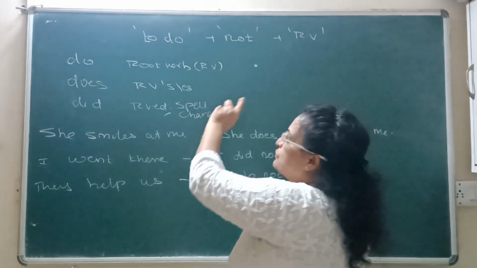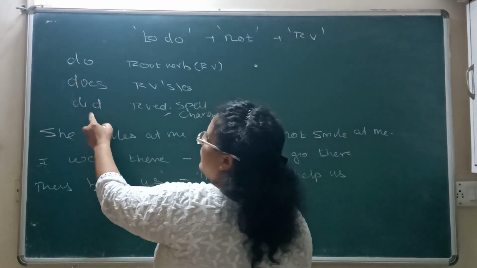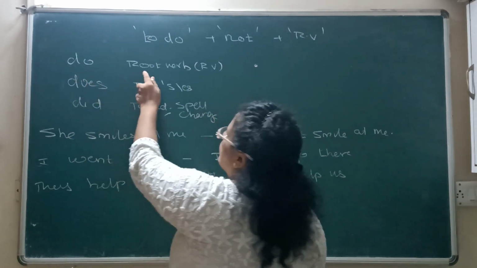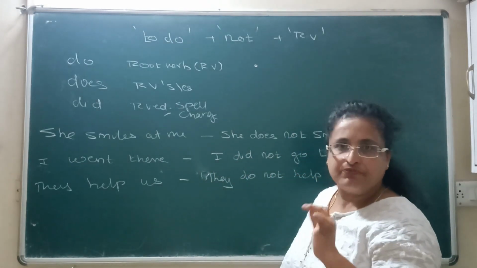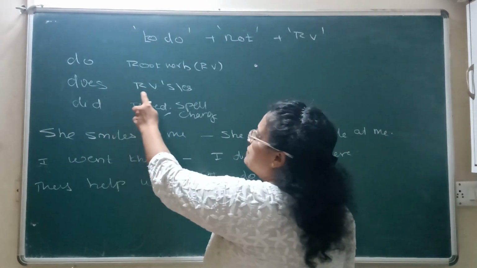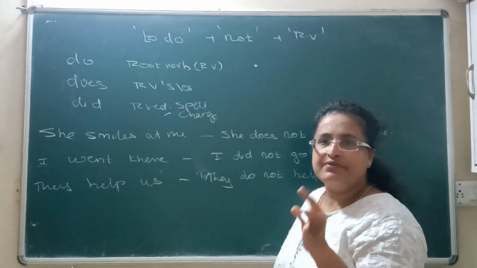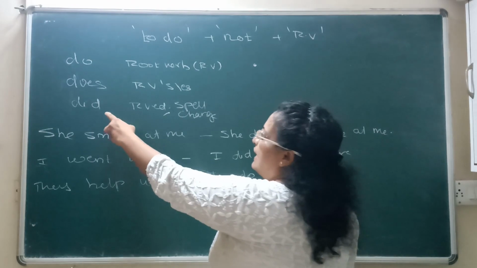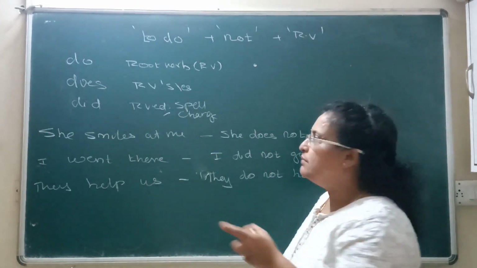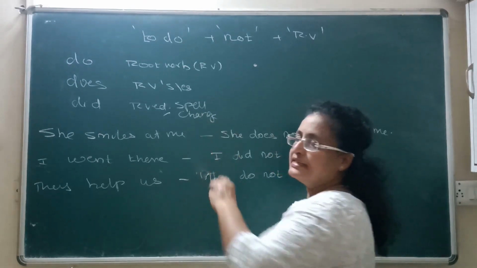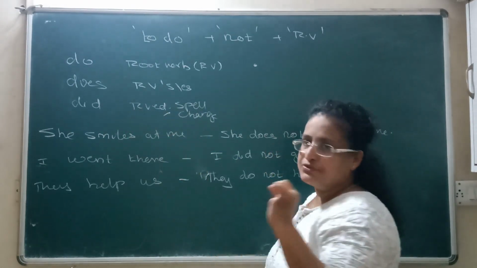Now when to use which to do form? There are three forms of do: do, does and did. Do is used whenever the verb is given in RV form, that is, root verb form. Does is used whenever the verb is ending with S or ES form. And did is used whenever the verb is RVED, that is, a regular verb, or if it is a spelling change, that is, an irregular verb. With examples, it will be more clear.